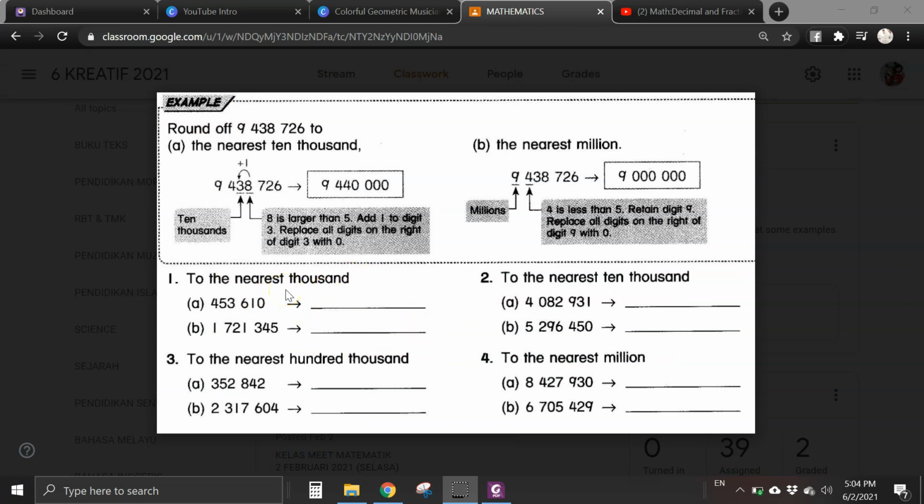Okay, so today I only give you one homework, which is rounding off the numbers. Please do this exercise in your exercise book and submit your work on Google Classroom.